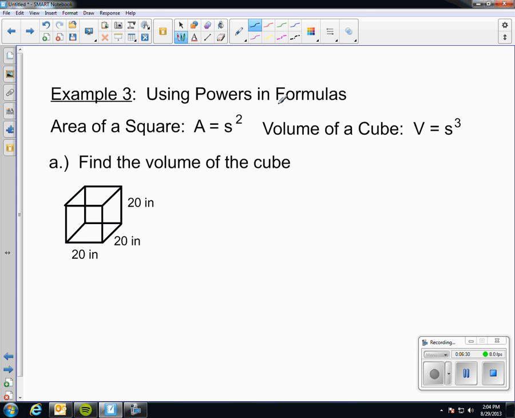In example 3, using powers and formulas, this is just doing the same thing. We're learning two formulas. We have the area of a square formula, a equals s squared, and the volume of a cube formula, v equals s cubed. We'll have some problems with that. So in this example, I want you to find the volume of this cube. So I'm going to use my volume of a cube formula. I'm going to write that down.